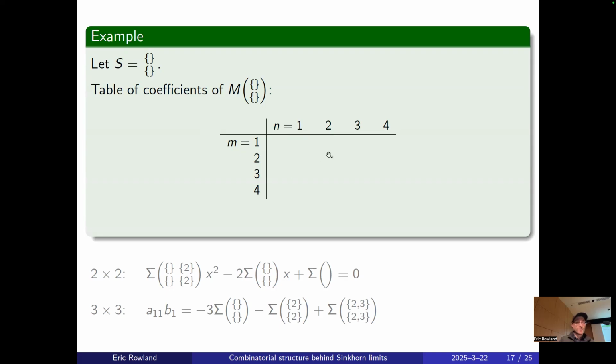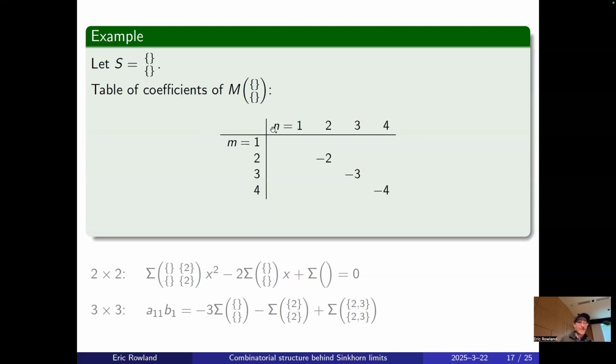So for 2x2 matrices, we're looking at the coefficient of m of empty empty, or sigma of empty empty, and this is the equivalent version of Nathanson's formula for 2x2. So this coefficient is -2. For 3x3 matrices, this is going to be in the B1 coefficient because this set of minor specifications just has one minor specification in it. So we're looking right here. So its coefficient is -3.